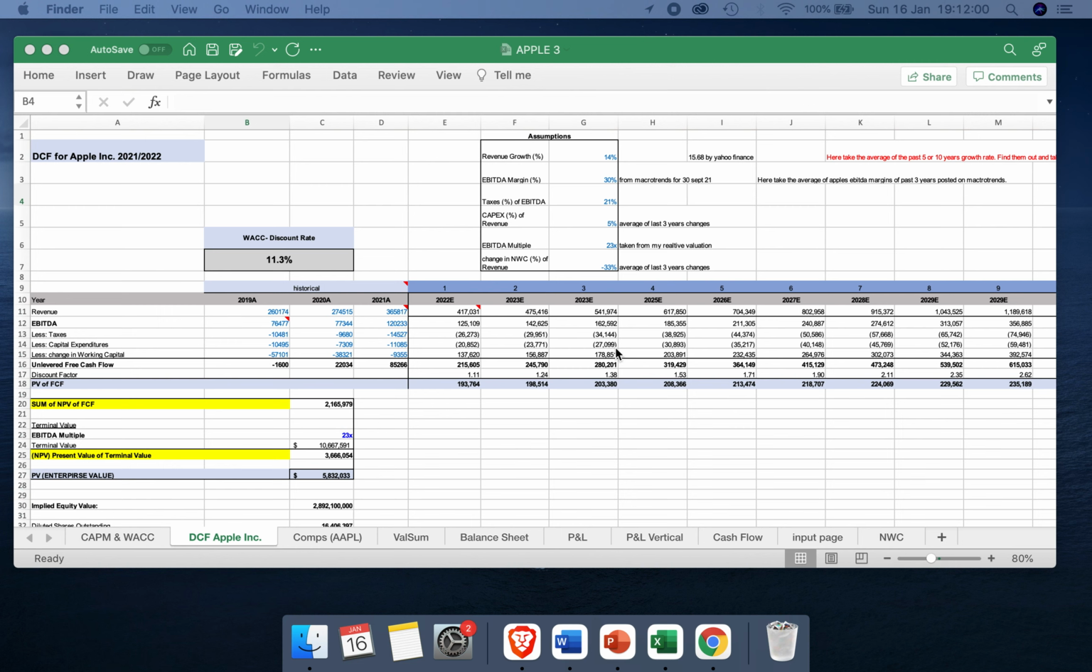So step 1 in a discounted cash flow analysis is to project future unlevered free cash flow, which is also called free cash flow to firm. This is what I have done. So I've projected the revenue for the next 10 years. As you can see, these figures are all taken from the financial statements, which can be found on the 10K report, either on investors' website of Apple or on the SEC website.